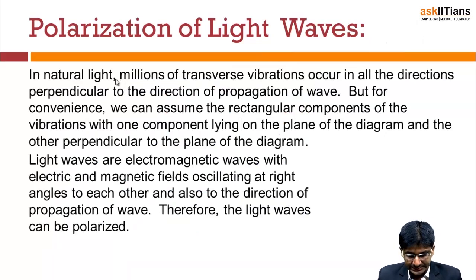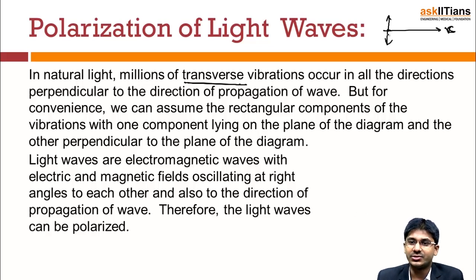In natural light, now let's see what happens. Let's get a glance over it. In natural light, millions of transverse vibrations occur. Now, what is transverse vibration? We have seen this is a perpendicular vibration that I am talking about. The wave is moving in this direction, velocity is in this direction, and the electric field is in this direction. Transverse means it is perpendicular, always perpendicular.